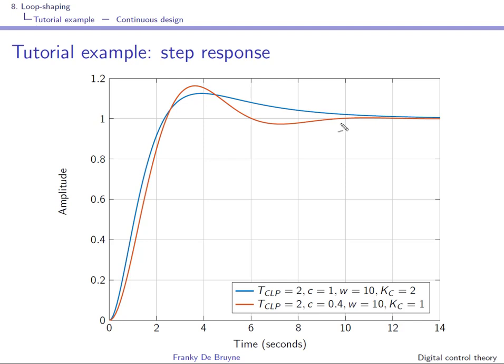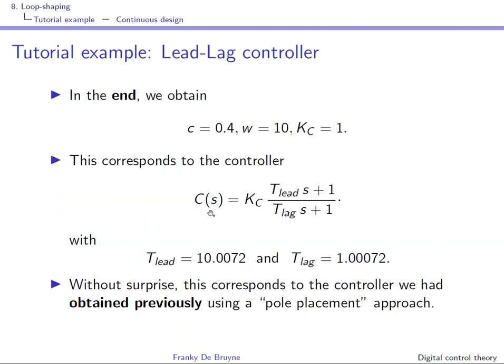So what we should do is also look at the control energy, but we have already seen the control energy associated to this closed loop response in the previous section, because you see here that indeed it's exactly the same response. Without a surprise, the controller associated with these parameters is this one over here, and this is exactly the one that we had obtained in the previous section, but with a pole placement approach instead of using a loop shaping approach.